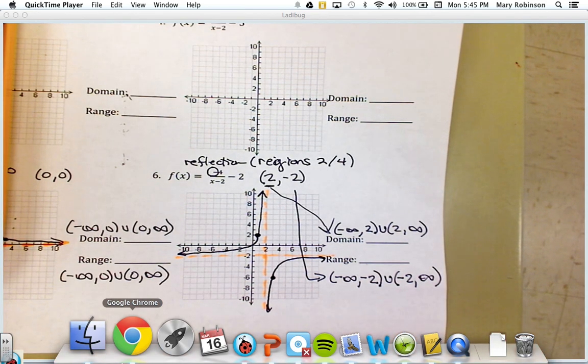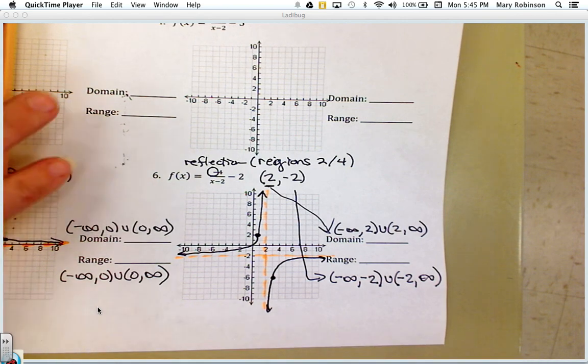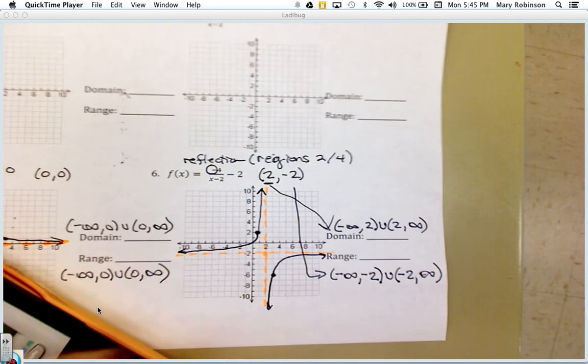All right, that concludes your lesson on the inverse function. Please go ahead and complete the graphs of 3 and 4. Thank you.